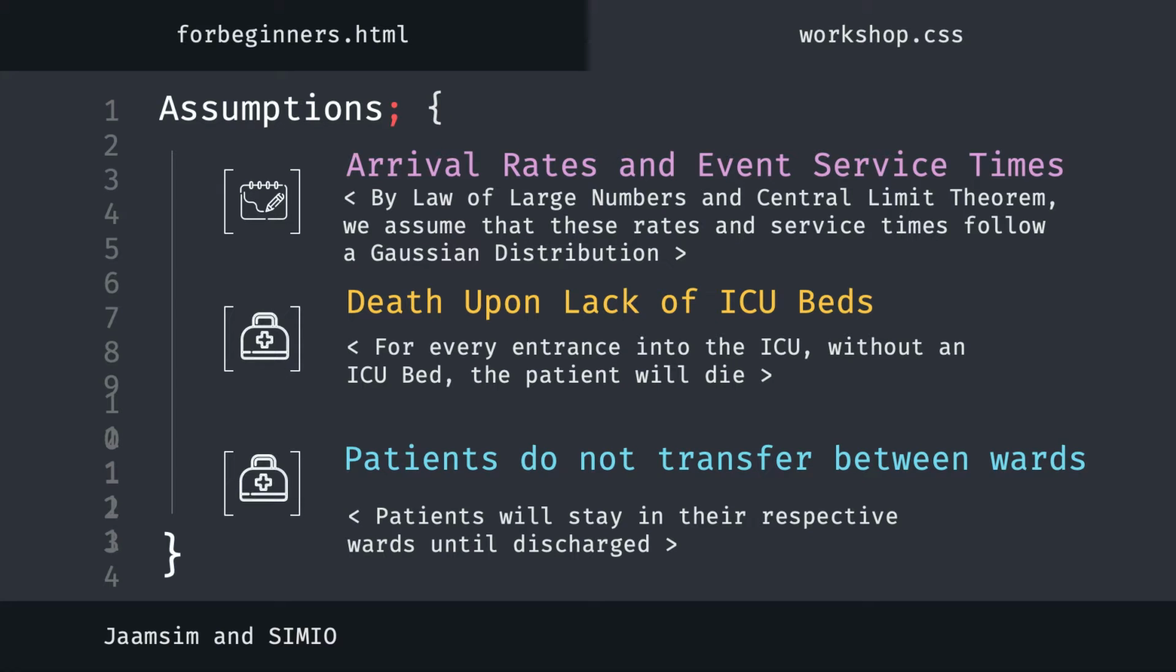Next, let's cover the key assumptions. First, that the arrival rates and the service times followed a Gaussian distribution. Since we are running a simulation with more than 1,000 entities, the law of large numbers and central limit theorem allows us to assume so. Next, we assume that there's a certainty of death upon the lack of ICU beds. Lastly, patients do not transfer between wards. This is because concrete data of patients transferring wards could not be found and were taken to be negligible.